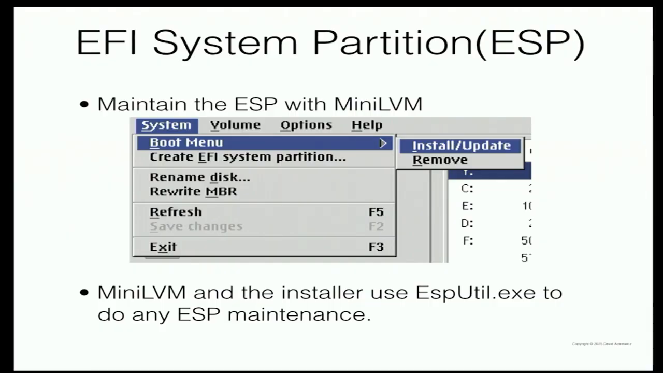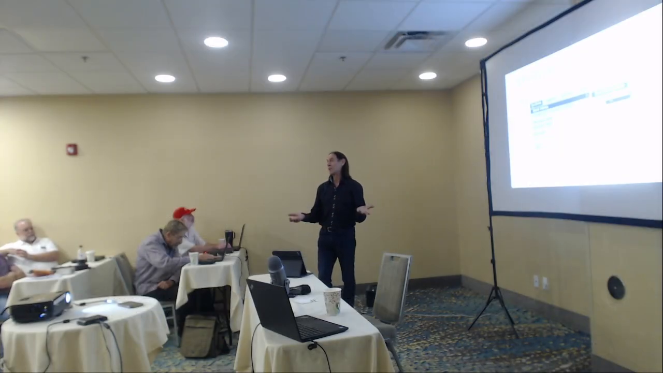You got the little drop-down menus, you got the ESP on the right-hand side, you got your target volume on the left-hand side, you gotta have them both. And if it's a blank disk, it's going to be blank. Yes. You won't be able to select an ESP. Right.